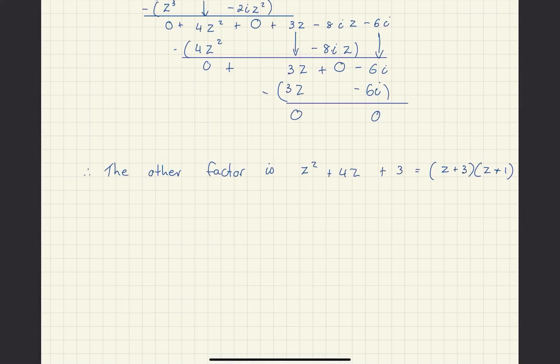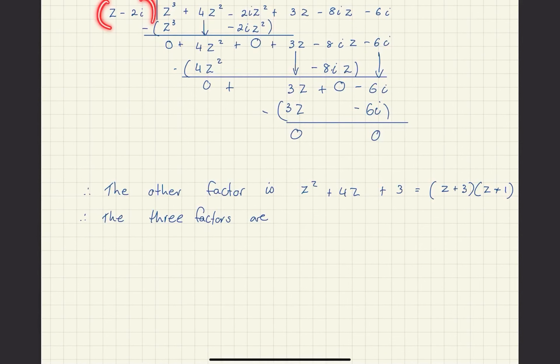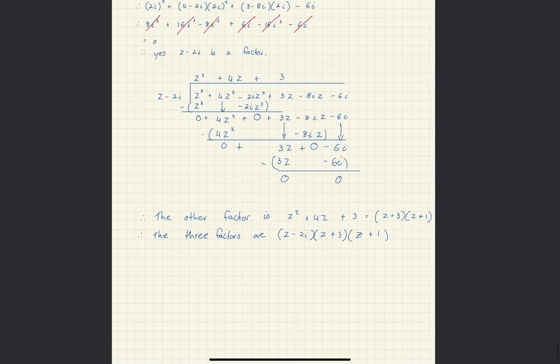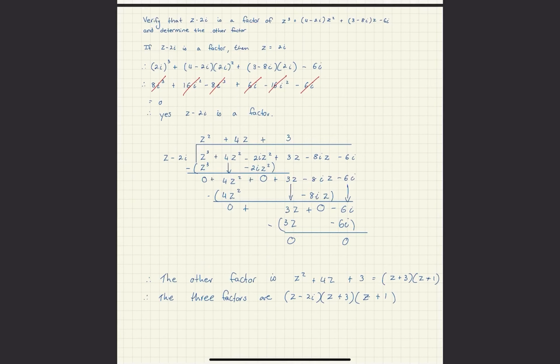Therefore, the 3 factors, this is not really what the question is asking me, but let me state it anyway, because I can for this one. Oh, don't forget this one that we found here, or verified. It is z take 2i, z plus 3, and z plus 1. Okay, so those are the 3 factors of this complex polynomial. I hope that all made sense.